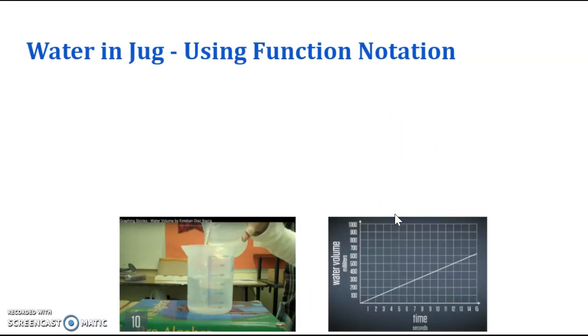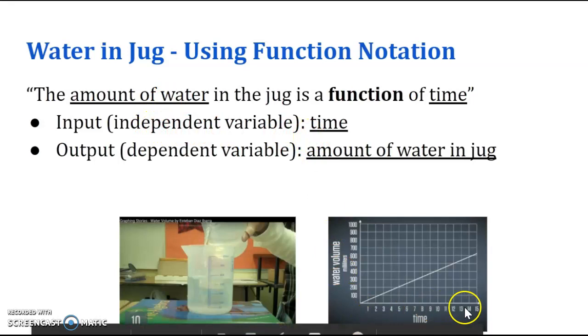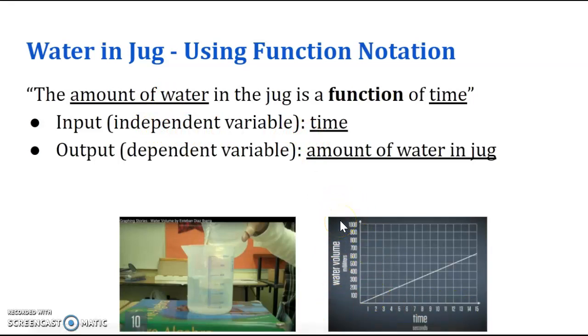Water in the jug using function notation. Now we're going to move on to function notation of what we've just seen. Remember that the amount of water in the jug is a function of time. So the output, the amount of water in the jug, is a function of time. Time is the input, the independent variable, the x-axis, and the output, the y-axis, is the amount of water in the jug.